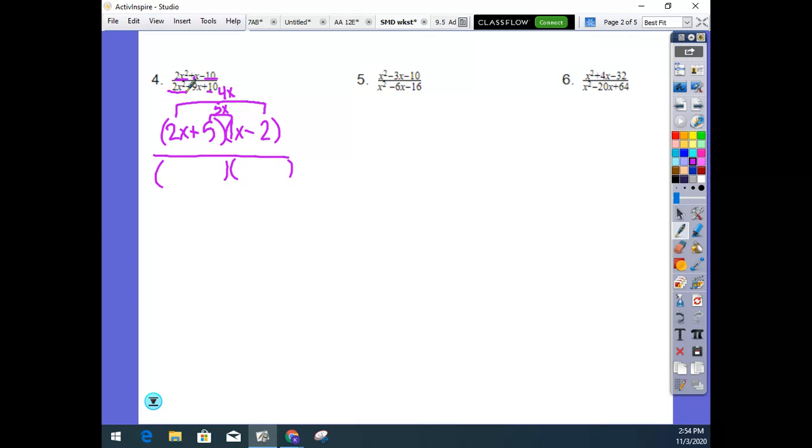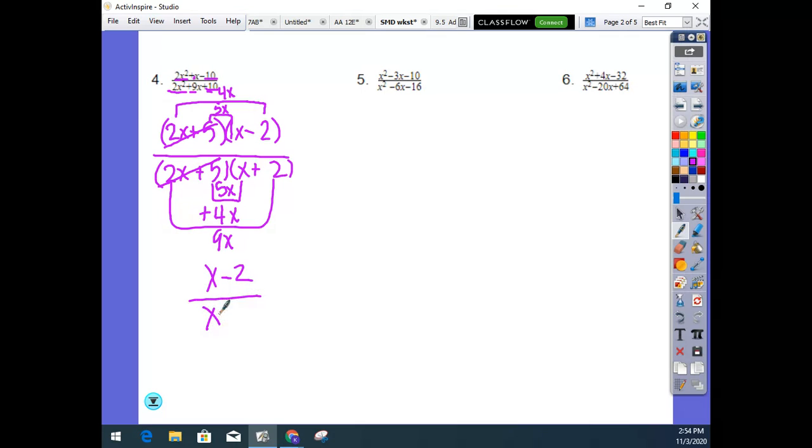We also have a 2x squared in the denominator. 2x and x. Factors of 10, once again, are going to be 2 and 5. This time they have to add to get 9. Plus 5 plus 2, because 5x plus 4x make 9x. The 2x plus 5 cancels. Final answer, because these are different, one's a plus, one's a minus, they don't cancel.